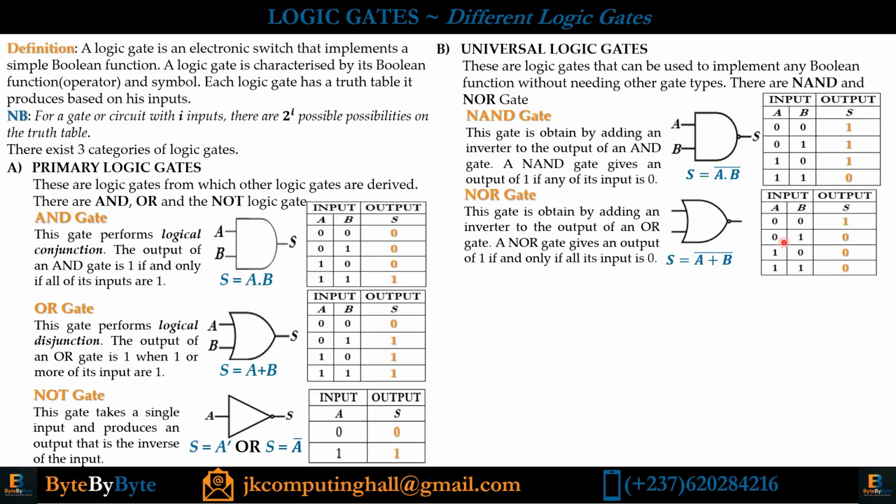For the truth table, when you compare this and this, you clearly see that this output is obtained by inverting the output of the OR gate. So that's how we get it.